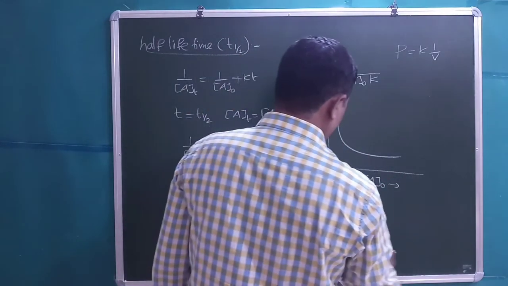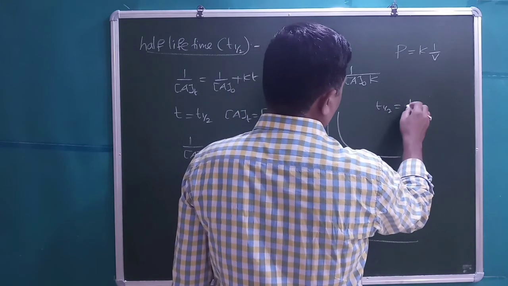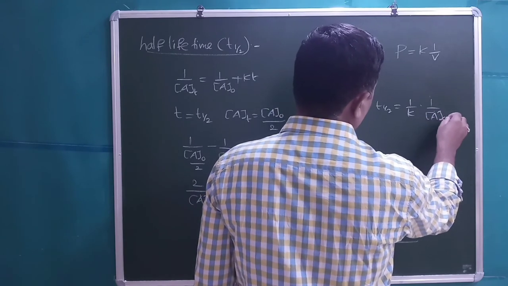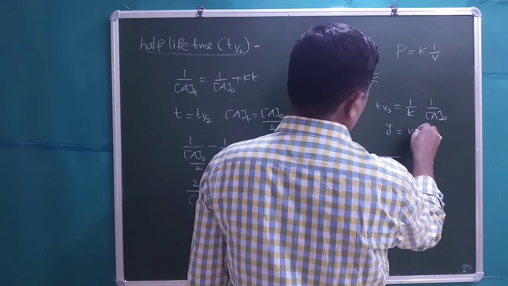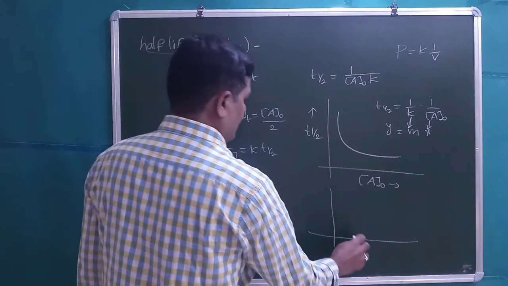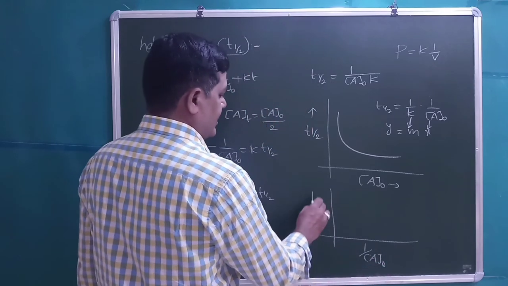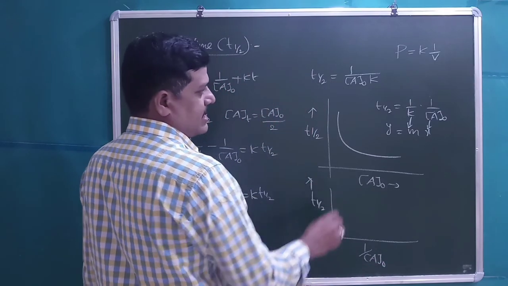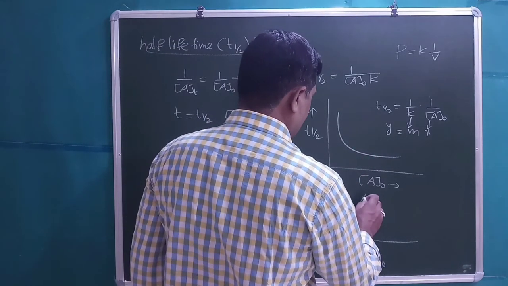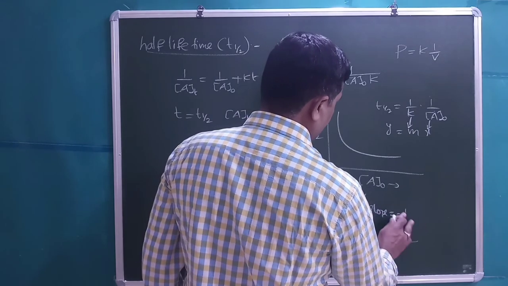Okay. So t half is equal to 1 by k multiplied by 1 by A naught. I am considering this as a y is equal to mx graph. Now what I will take is 1 by A naught on the x-axis and t half on the y-axis. Then this is a straight line equation passing through the origin, and the slope of the line is 1 by k.